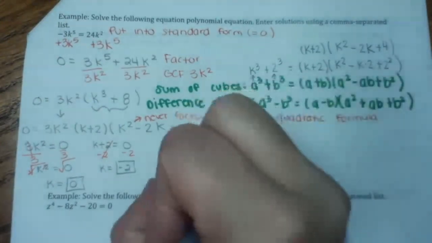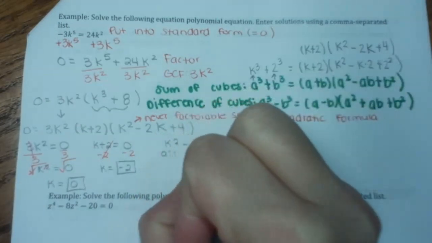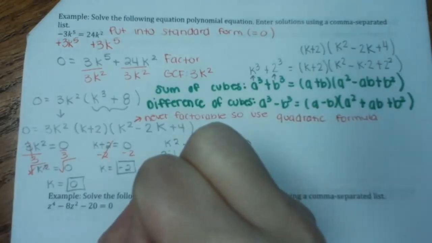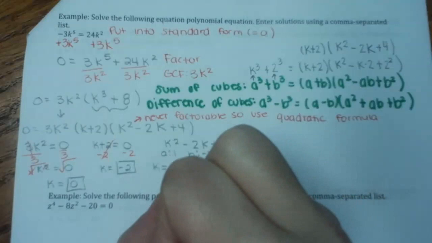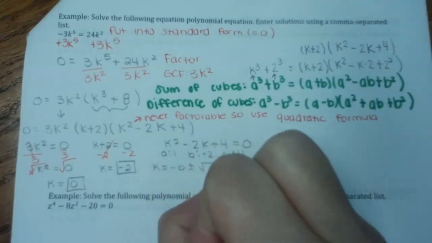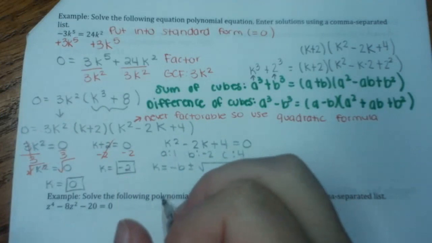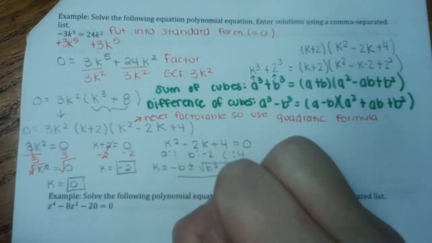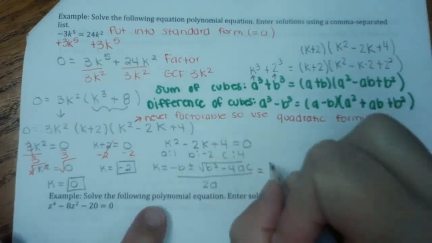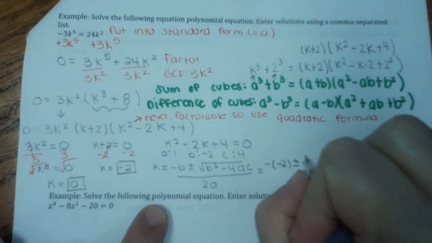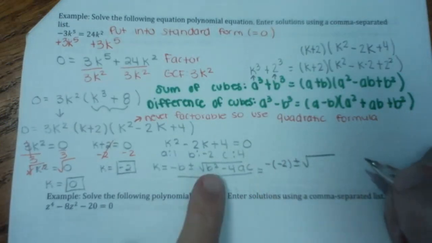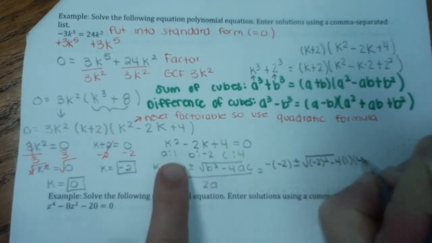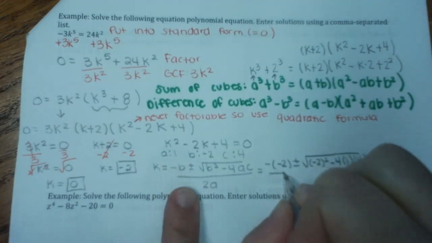We said it's not factorable, so we're going to use the quadratic formula. So a in front of k squared is positive 1, b in front of k is negative 2, c out by itself is positive 4. Remember, our quadratic formula says, in this case k instead of x, negative b plus or minus the square root of b squared minus 4ac all over 2a. So we have negative 2 plus or minus the square root of negative 2 squared minus 4 times 1 times 4 all over 2 times 1.